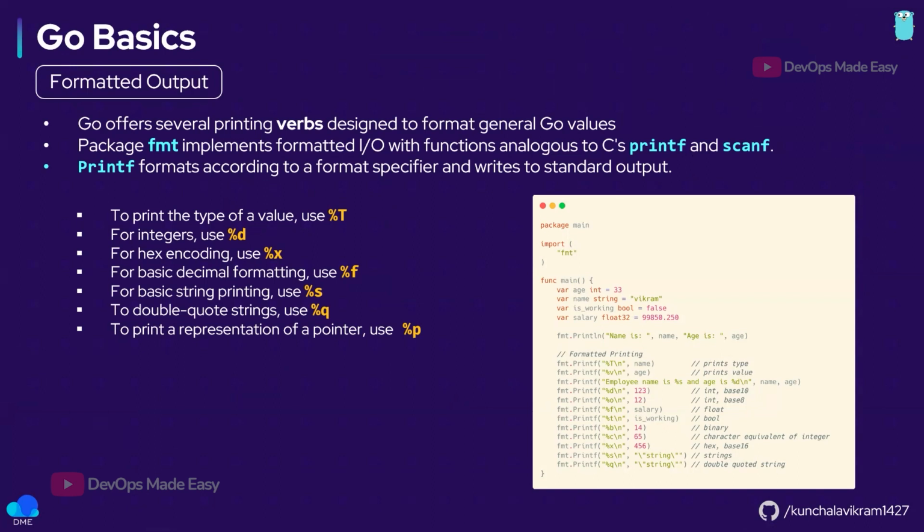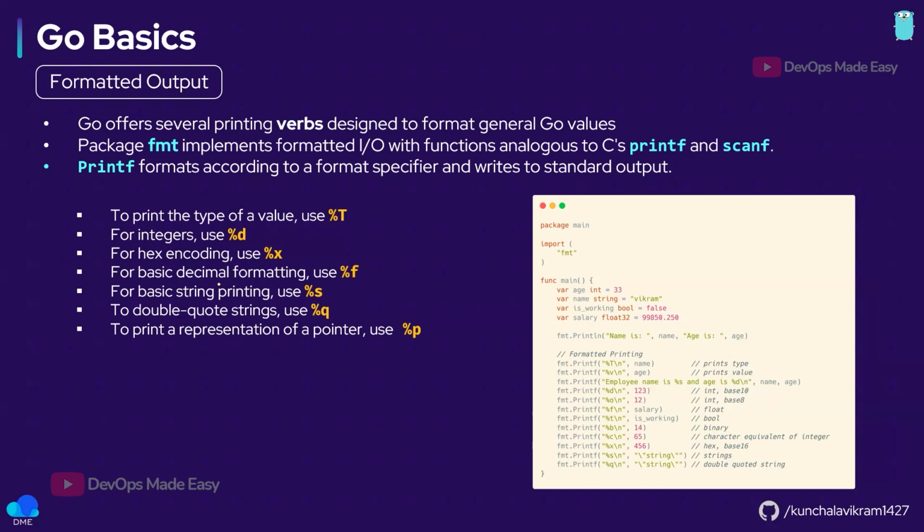So if you're from a C background, you would know that the printf function is used to print the output and the scanf function is used to read the input from standard input devices. And the printf function in the Go fmt package formats the output according to various format specifiers. You can also go through the fmt package documentation to understand various formatting verbs or specifiers available. And by default, the printf function writes to standard output, which means you'll be able to see the output on the terminal.